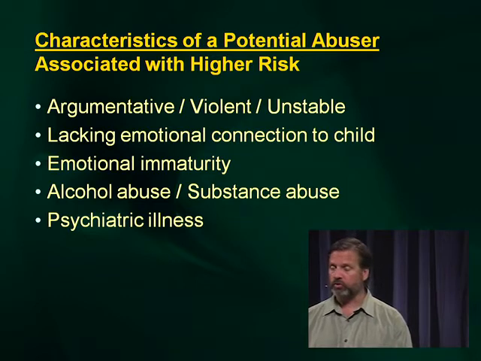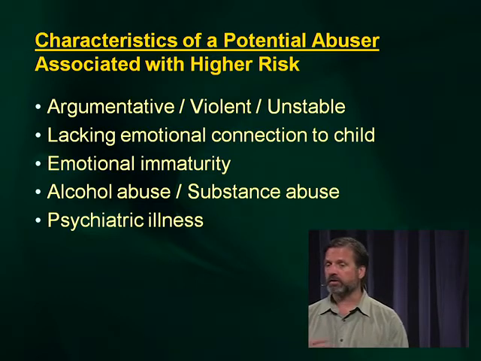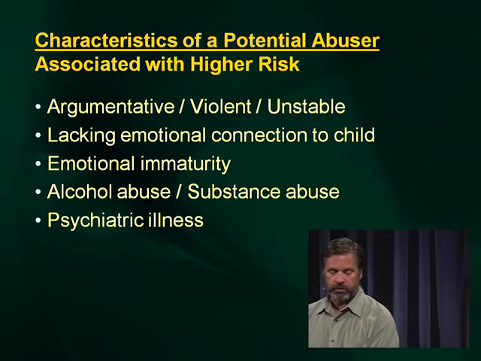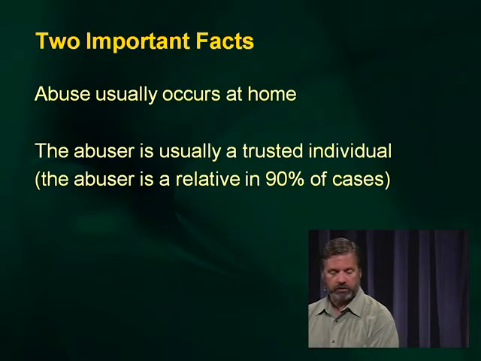If you lack an emotional connection to your child, this is the classic textbook situation where even your students or your residents will come to you and say, you know, it was just weird. The mother just didn't seem connected to that child. Emotional immaturity is where the parent may have so much emotional immaturity that they actually expect the child to do things for them or to give them gratification. Any involvement of alcohol or substance abuse, and then psychiatric illness.